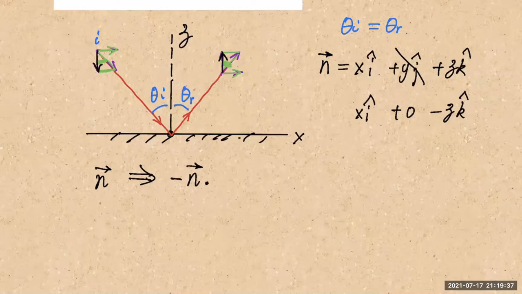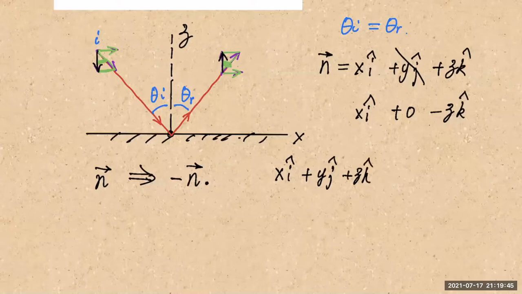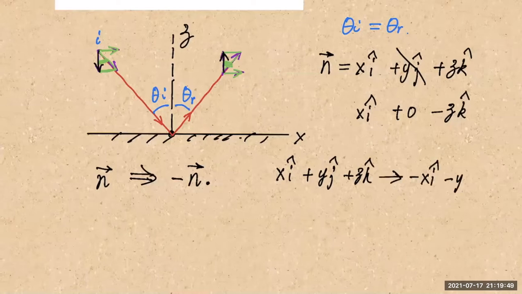Then that means you want xi plus yj plus zk to become what? Negative xi minus yj minus zk. And that will accomplish it, right? So you want to reverse all three components. Question is, how do you do that? Well, how does one reflect? How does one change x to negative x?